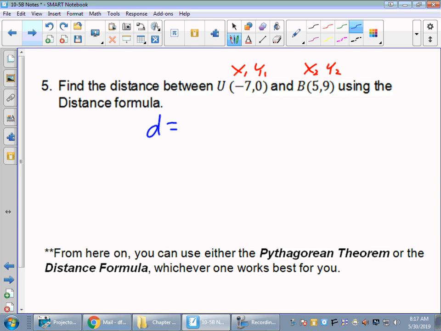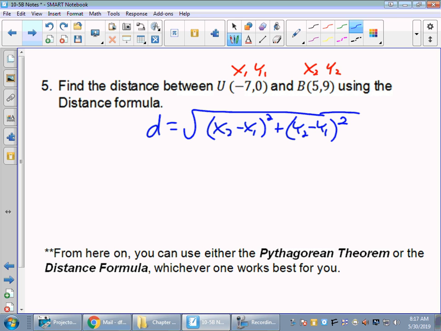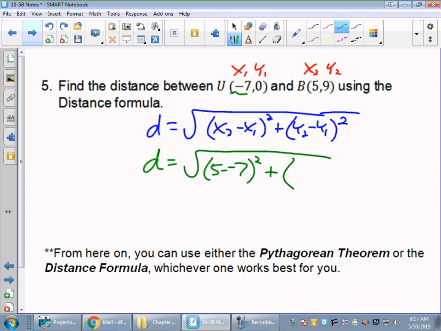So I'm going to say d equals big giant square root x2 minus x1 squared plus y2 minus y1 squared. And again, you're going to be using this a ton in geometry, so it'll kind of help you out to learn the formula now. All right, x2 minus x1, so we're looking at 5, and then x1 is minus 7, so it's a negative minus a minus 7 squared, plus y2, what's y2? It's 9, minus y1 of 0 squared.